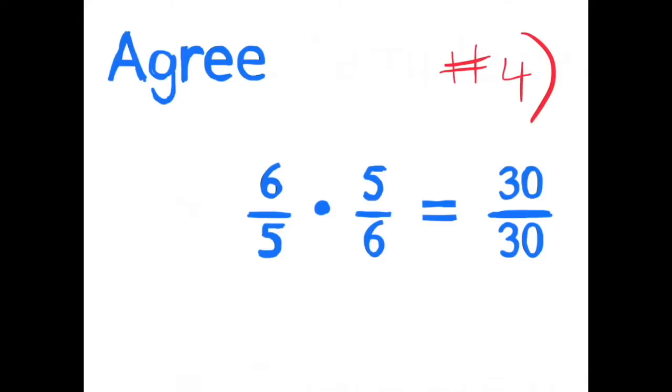Number 4. Diego said that the answer to the question, how many groups of 5/6 are in 1, is 6/5 or 1 1/5. Do you agree with his statement? Explain or show your reasoning. Diego said that there are 6/5 groups of 5/6 in 1. So 6/5 times 5/6 equals 30/30ths, which is equal to 1. So I agree with Diego.